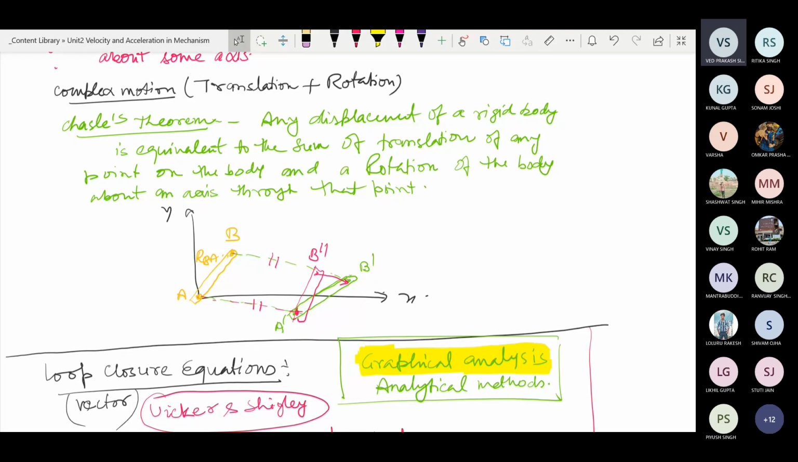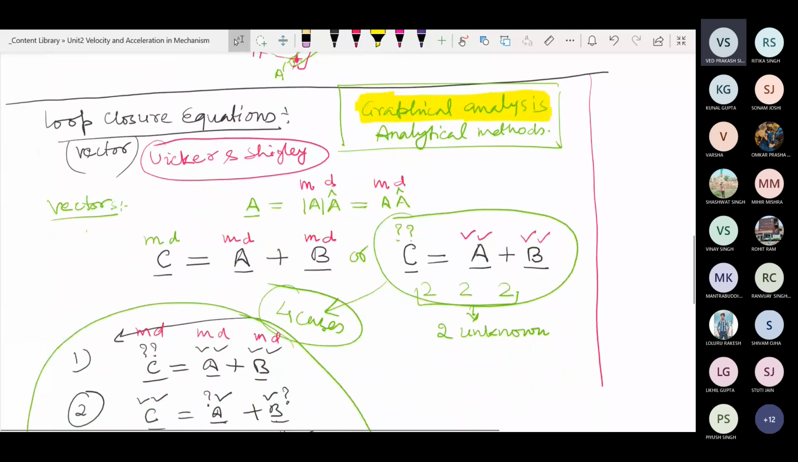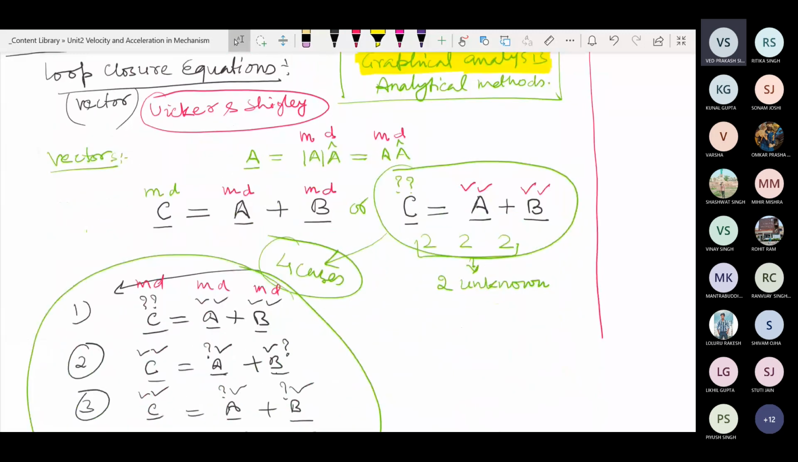Okay, I have defined the things, and then I started talking about the loop closure equation. In the start, you may feel that why I am going through all these loop closure equations. But the fact is, once you are able to write this loop closure equation, we can use the analytical techniques, I mean the algebraic solution of the equations. You can go for the graphical solution as well.